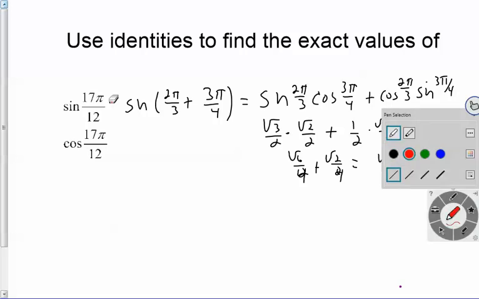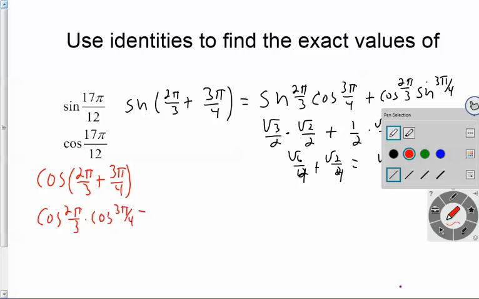Okay, let's look at the other one, cosine of 17 pi over 12. We're going to use the same combination. We're going to say this is cosine of 2 pi over 3 plus 3 pi over 4. And so using our foldable there, I believe this goes the cosine of 2 pi over 3 times the cosine of 3 pi over 4, and then I think it's going to be a minus the sine of 2 pi over 3 times the sine of 3 pi over 4.